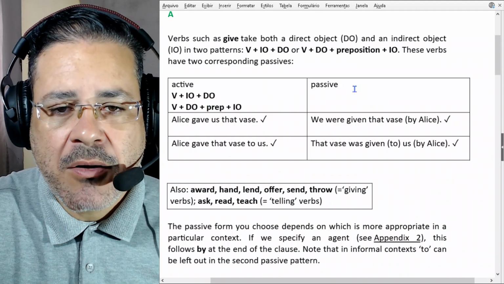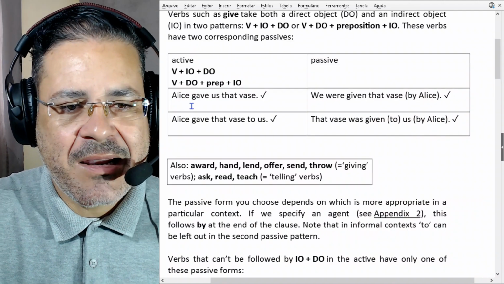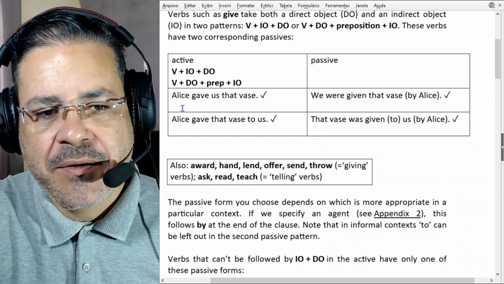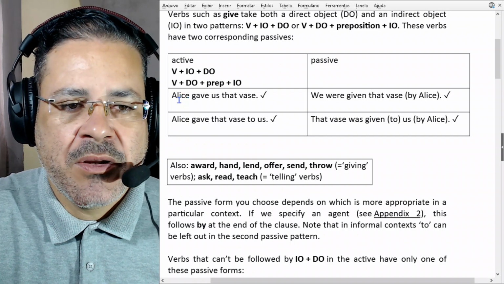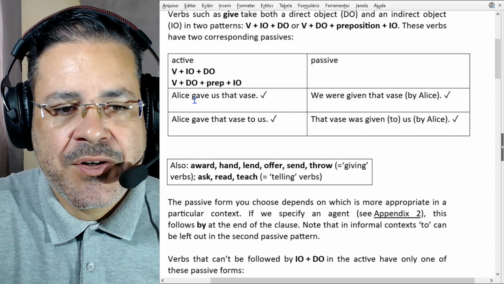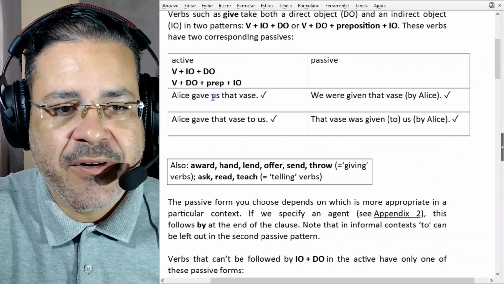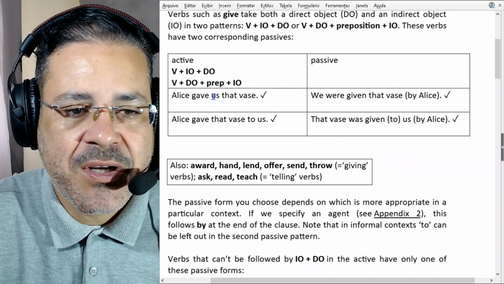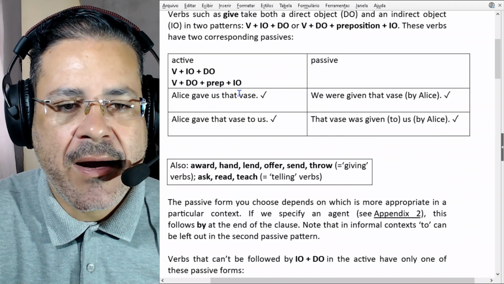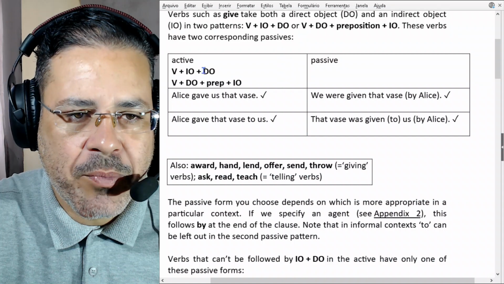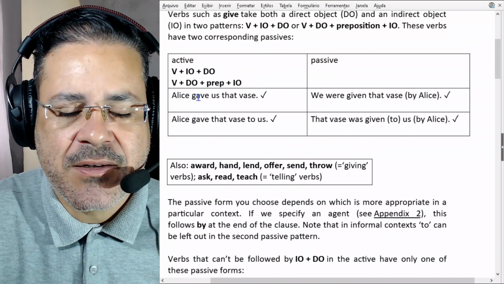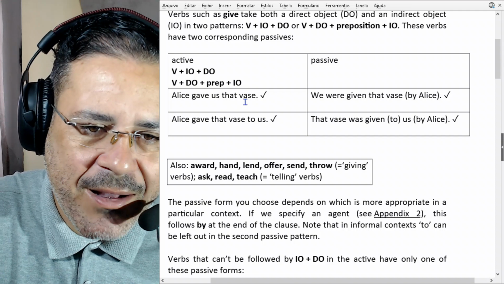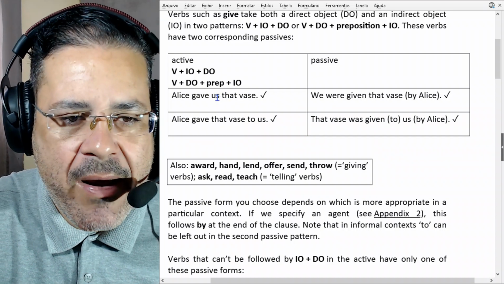For example, in the active form, V plus IO plus DO, and its corresponding passive. Alice gave us that vase. So we've got Alice, which is the subject. She gave, this is the verb. She gave us that vase. Us is the indirect object. She gave us what? That vase, the direct object. So the V plus IO plus DO pattern, in that case: Alice gave us that vase. The direct object is that vase, and us is the indirect object.